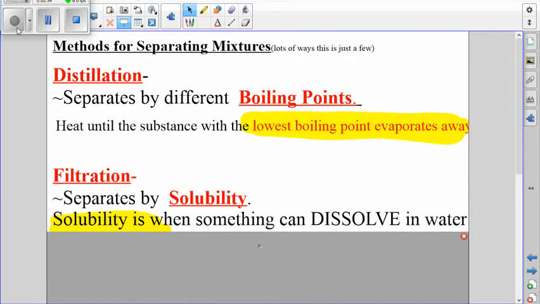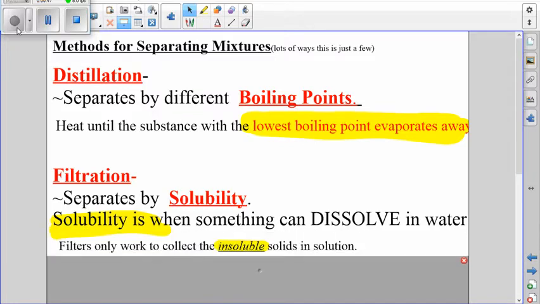Okay? And remember, solubility is when something can dissolve in water. So if something can dissolve, it's soluble. So filtration works with soluble versus insoluble. Filters can remove or collect insoluble solids in a solution. So we're going to go ahead and do an example of that now too.